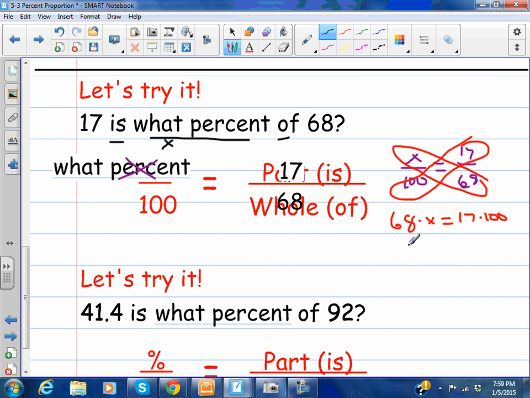And I end up with then 68x is equal to 1,700. And I'm going to divide then by 68 to get x by itself.